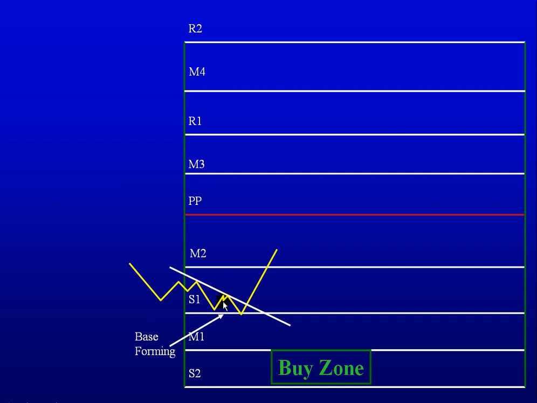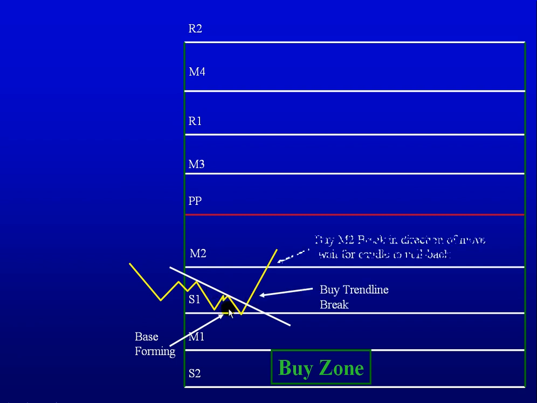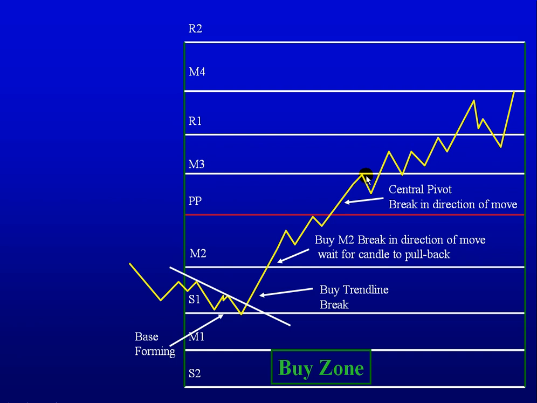When we see a base forming and we want to buy, we can wait for confirmation, or we can buy into the base. The longer you wait to buy, the lower the probability associated with that move, and the further away your stop will be. Be sure to take profit before your key levels, your central pivot, your M3, your R1 in this case.